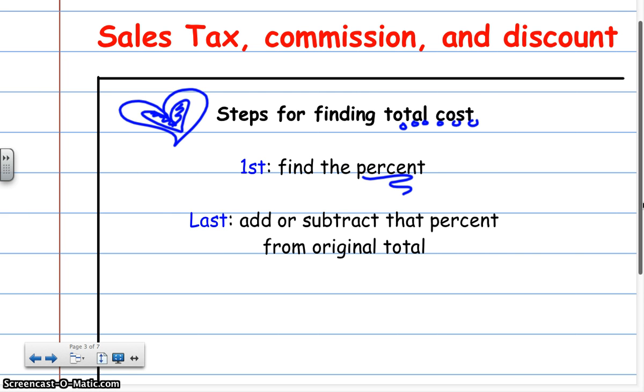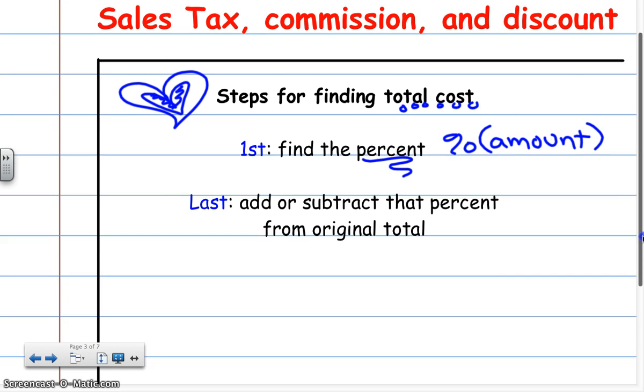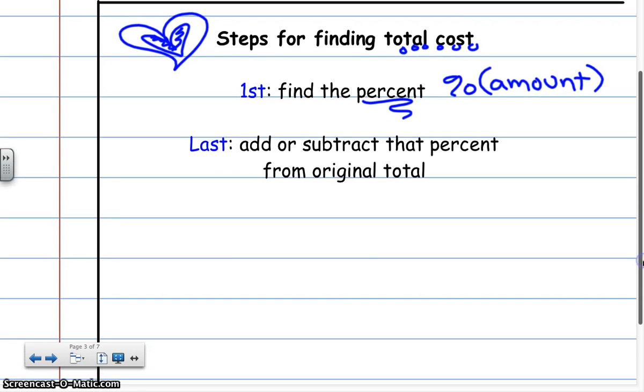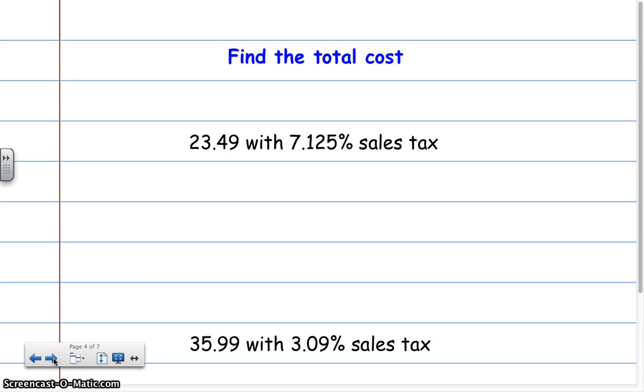And when I say find percent, that just means that you take the percentage as a decimal, has to be as a decimal, or I will count you wrong, because I need to make sure that you know how to convert from a percent to a decimal. Percent times amount, always. For anything, it'll always be that, percent times amount. The last thing we do for total cost is you add or subtract whatever this percent is from the original total. So let's jump right into examples.